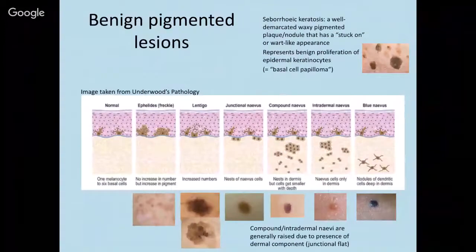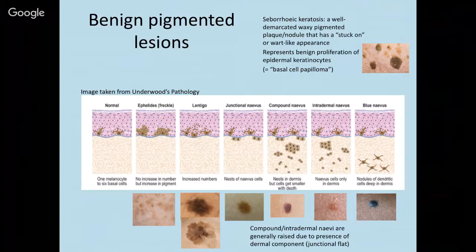So what I will go through is some benign pigmented lesions and skin cancer. That's a picture from Underwood's, one of the pathology textbooks. Normally you have about 1 melanocyte in your stratum germinativum, the bottom layer of the epidermis, per 6 other normal basal keratinocytes. When you get a freckle, it's because you get increased melanin pigment, but no increased number of melanocytes. If you actually get an increased number, that becomes a lentigo. And that bottom picture is actually lentigo maligna, which is like a malignant melanoma in situ.